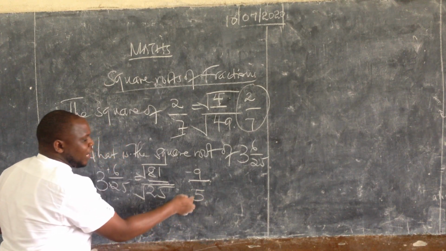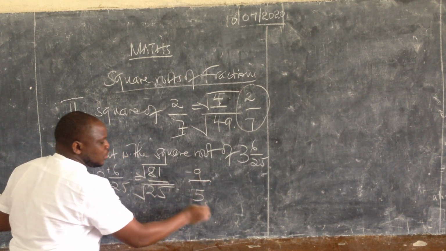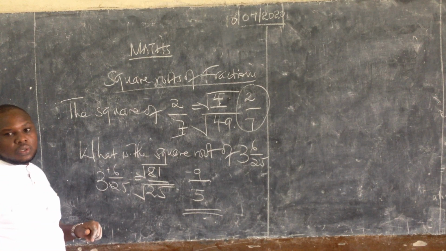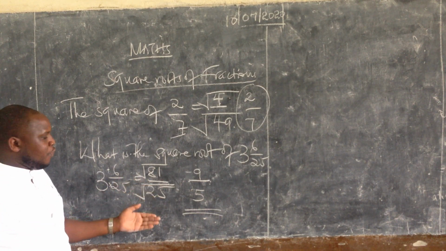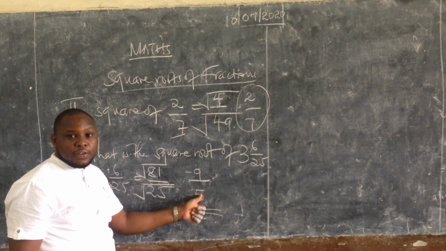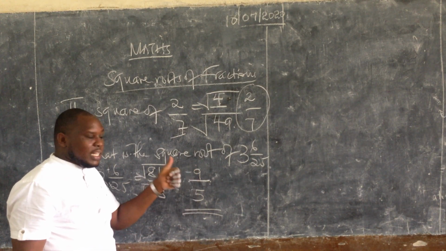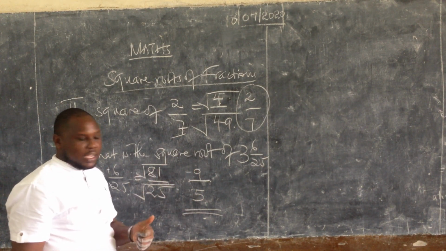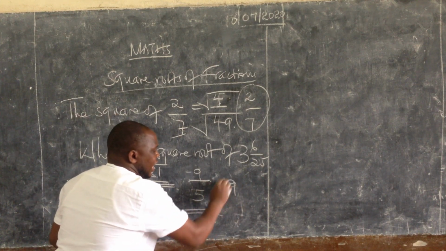5 times 5 is 25, 9 times 9 is 81. And so this gives you the square root. So the square root is 9 over 5. And if you look at this, Lana, 9 is bigger than 5. So when the numerator is bigger than the denominator, we must divide. So we are going to divide 9 and 5.